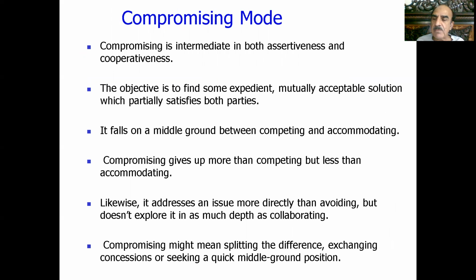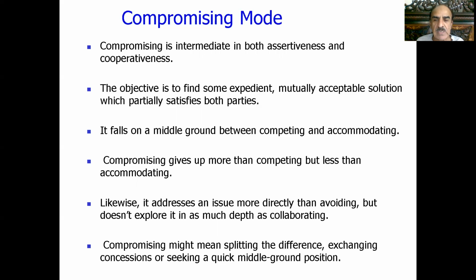Finally, the most common situation is where both the parties have surrendered their assertiveness and also improved their cooperativeness, and they are ready to sit on the dialogue table and make some give and take solutions. So this is a mutually acceptable solution which can partially satisfy both the parties. We surrender some of the interest and we try to win our interest. It falls on middle ground between competing and accommodating.